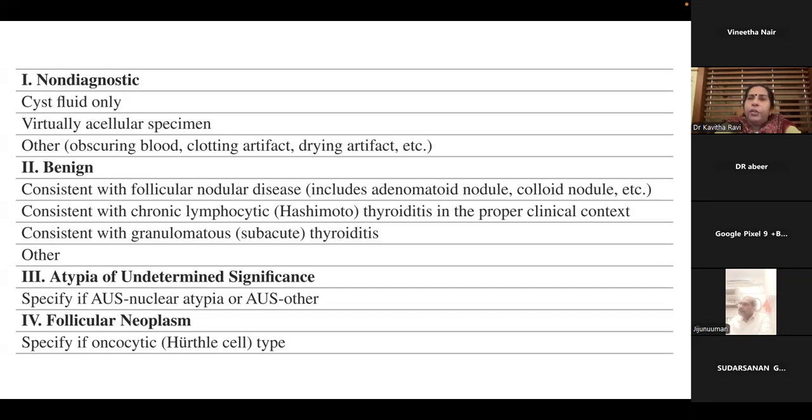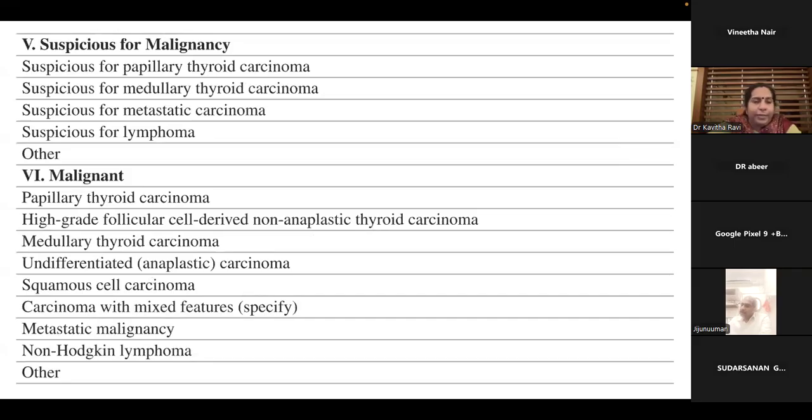And follicular neoplasm again can be of the Hurthle cell type. But now worldwide, the Hurthle cell terminology has been replaced by a more generic term, that is oncocytic. So we have to specify whether the follicular neoplasm is oncocytic or not. So when you see these reports, I think it's very clear what to do next. So that is the most important thing. I'll be coming to it.